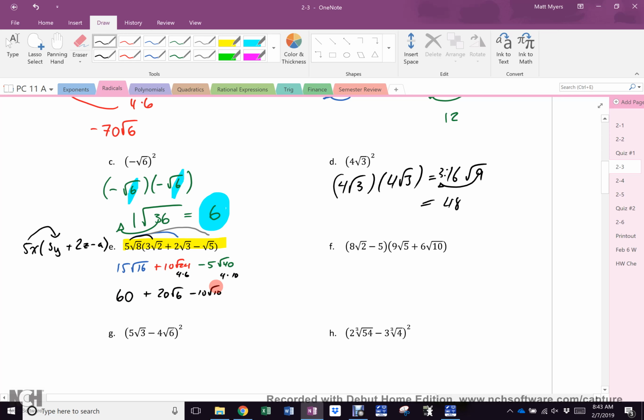Okay. What if I had here 8x minus 5 times 9y plus 4z? What would I do if it was polynomials? All of you are going to say a 4-letter word that begins with F, not the one you think. You will FOIL that. So what will you do when it is radicals? FOIL that, because math doesn't mess with your head.